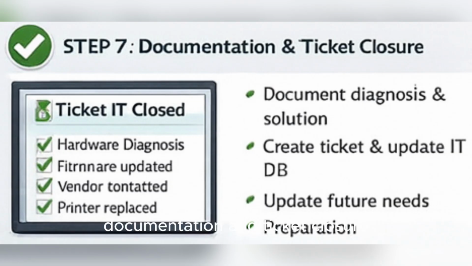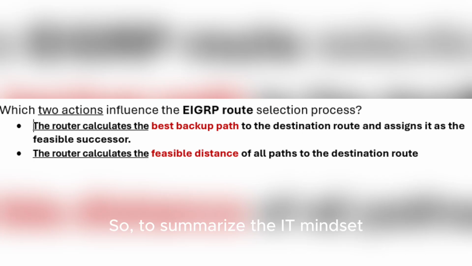Finally, documentation and ticket closure. Document what was tested, what failed, and the final decision to repair or replace. Proper documentation prevents repeated tickets and supports best practices. So, to summarize the IT mindset, Tier 1 verifies, Tier 2 diagnoses, and Tier 3 decides and executes. When software is ruled out, the hardware speaks.